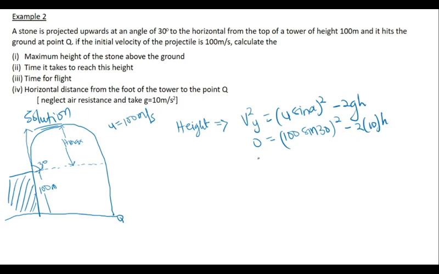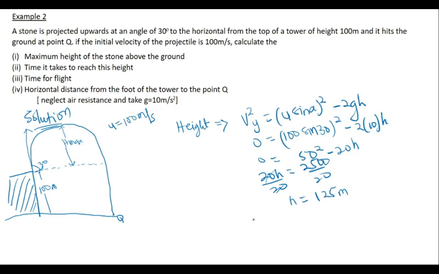If we punch this into the calculator, we get 50 squared minus 20h. If we send the 20h to the other side, we get 20h is equal to 2500. We divide by 20, and our height is equal to 125 meters. So the height of the projectile itself, assuming this is our horizontal, is 125.